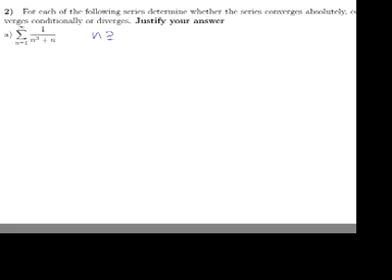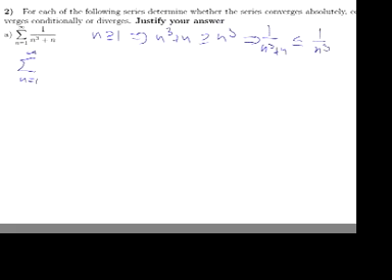Because if n is greater or equal than 1, then n cubed plus n is certainly greater or equal than n cubed. Therefore 1 over n cubed plus n is smaller or equal than 1 over n cubed. Therefore we can do a comparison test. We note that the sum n goes from 1 to infinity over 1 over n cubed converges, because it is a p-series for p equals 3.